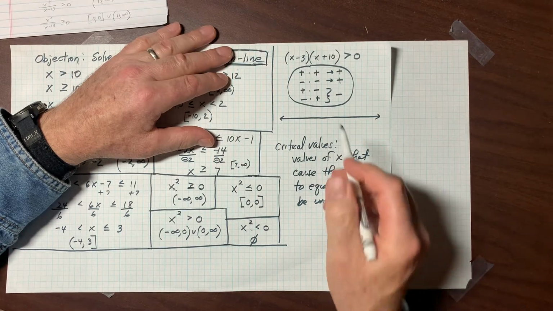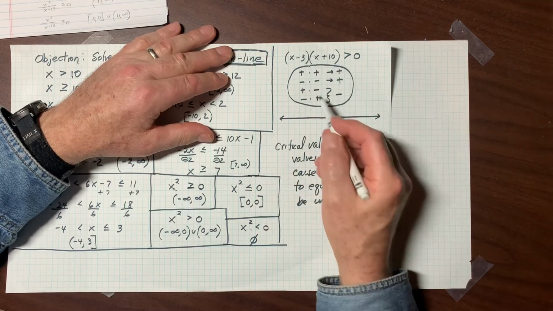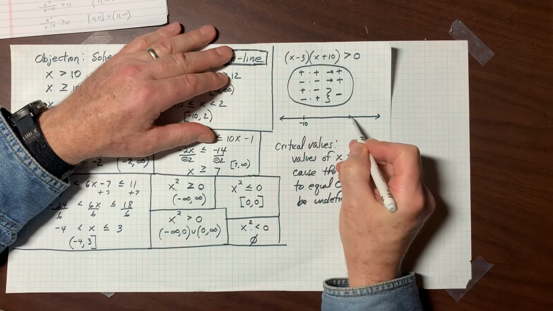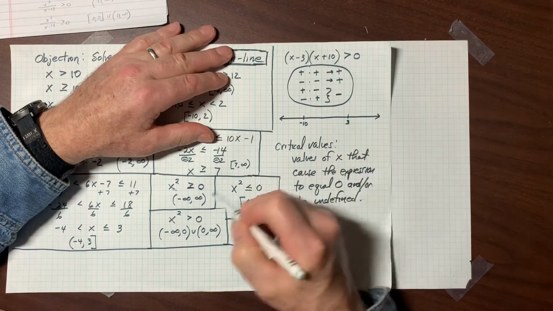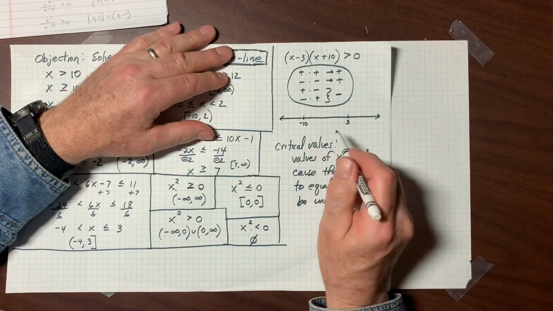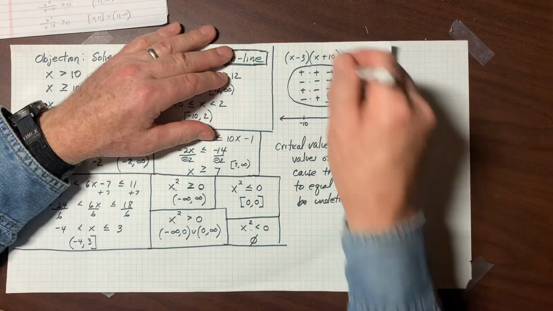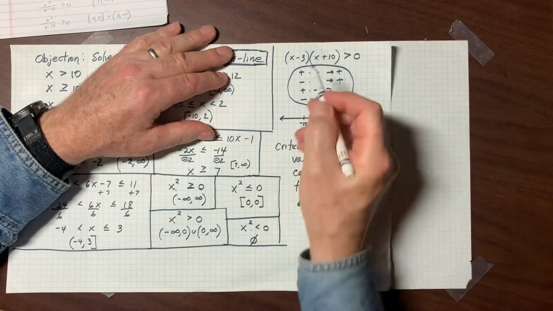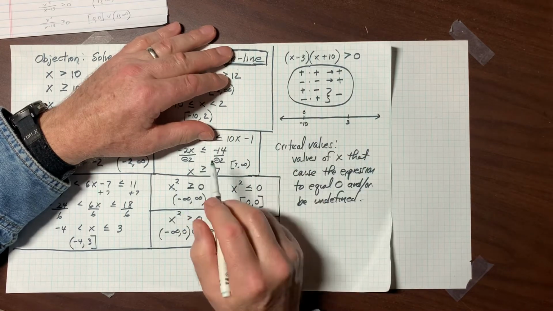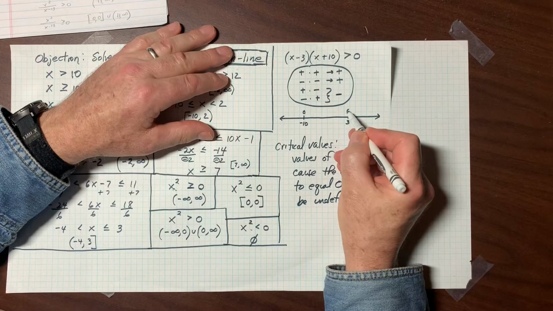In this problem, the values of x that would cause this to equal 0 would be 3 and negative 10. So I'm going to put those values on my sign line. Right above each of those critical values, I'm going to put what the value of the expression would be should I put those values into the expression. In other words, if I put negative 10 in right here, this whole thing is going to equal 0. So I make a note of that by putting a 0 there. If I put 3 in, this whole thing is going to equal 0, so I put a 0 there.